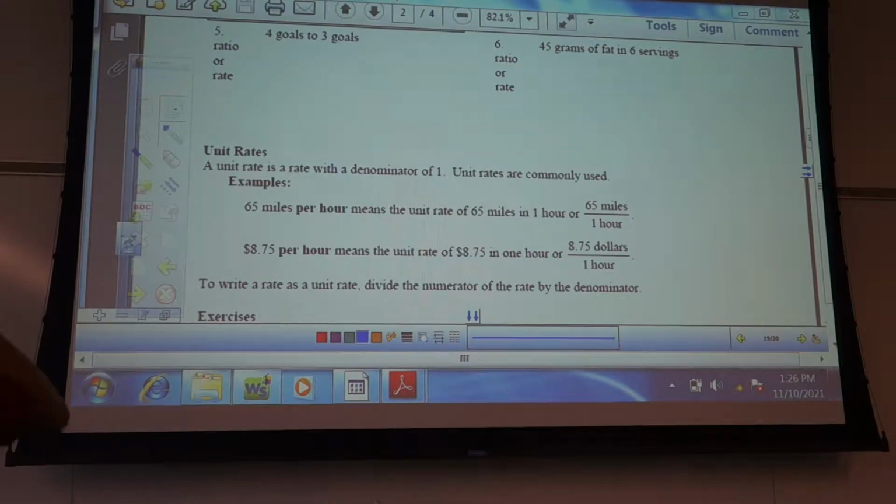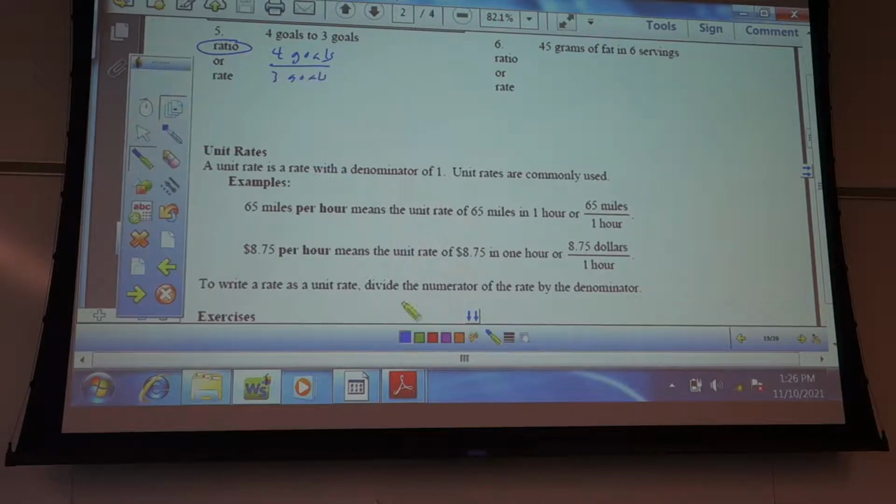All right, so we'll take a look at these two. The first one, is it going to be a ratio or a rate? Ratio. So 4 goals to 3 goals. So the goals cancel out and you're left with 4 to 3. Good? All right, next one, is it a ratio or a rate?